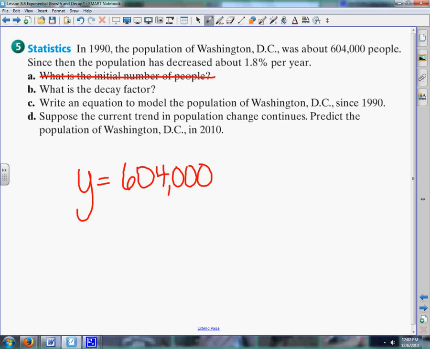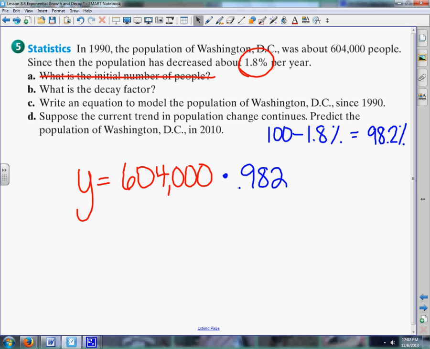Okay, what is the decay factor? Well, the decay factor is 1.8%. Now, you're not going to put in 1.8%. You have to start at 100, remember, and you have to minus 1.8%. So really, that number is being multiplied by 98.2%. So if I were to write that, it would be 0.982. Because remember, it has to be a number between 0 and 1. So that's 0.982. So that's the decay factor. Write the equation. So here's my equation, and then I have it to the x power.